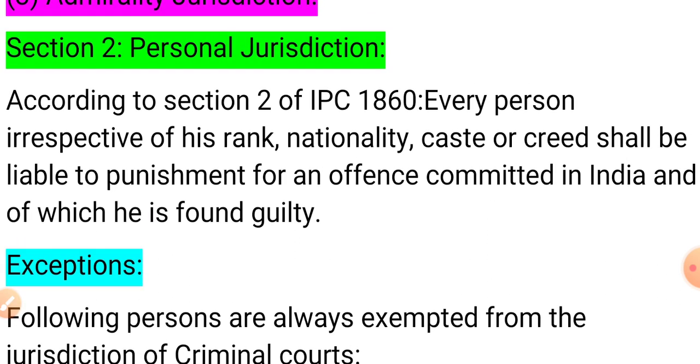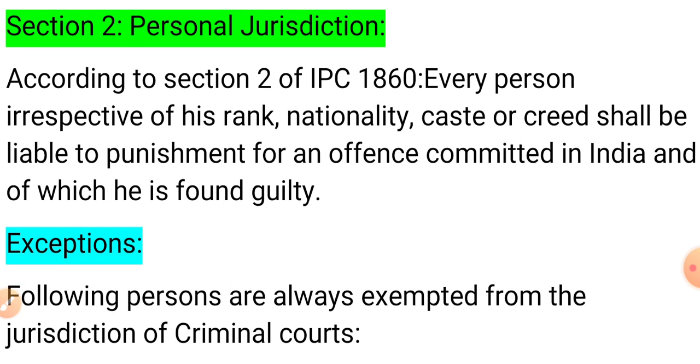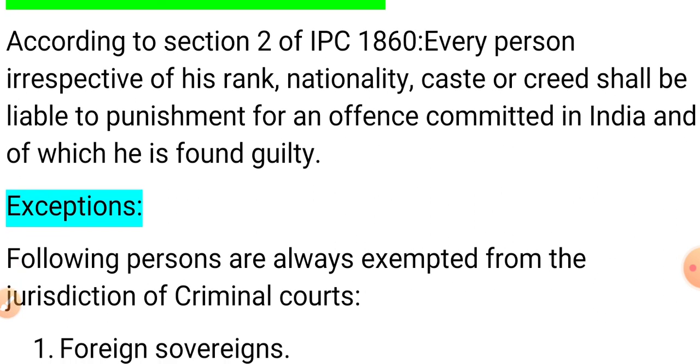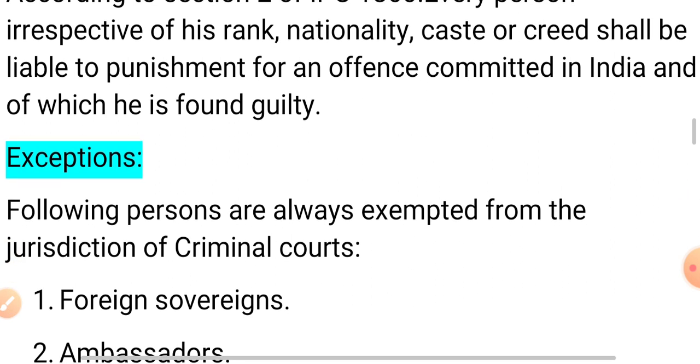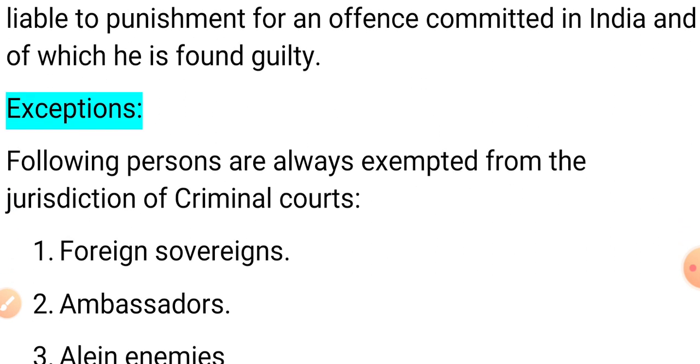It says every person. It is not talking about only citizens. Section 2 is talking about both Indians as well as foreigners, and every person is liable, whatever be his rank, whatever be his nationality, whatever be his caste, he shall be liable to punishment if it is found that he has committed an offense within the territorial limits of India. So it is known as personal jurisdiction, or we can say intra-territorial jurisdiction. But there are some exceptions.